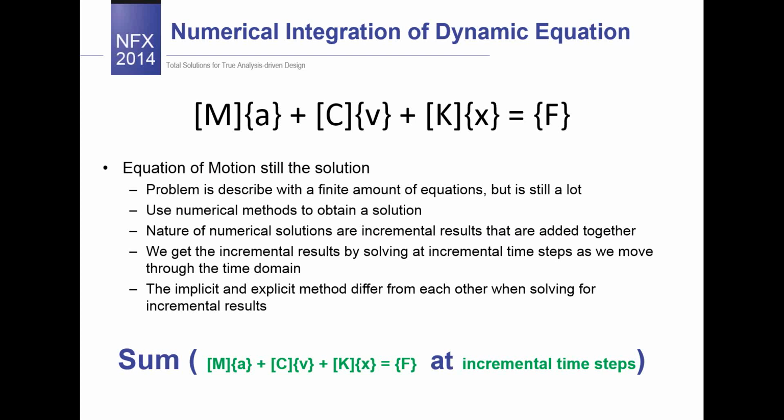And if you take a look at the letters in this equation, M defines the mass matrix, A stands for acceleration vector, C describes the damping matrix, V is the velocity vector, K is the stiffness matrix, and X is the displacement vector. And to the right we see a force vector.